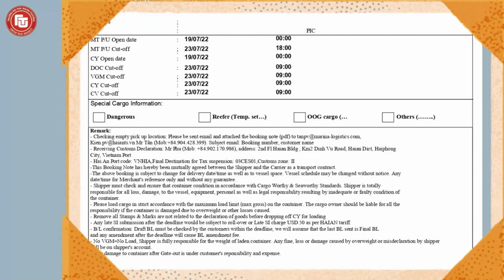The container yard cutoff time. The deadline that the exporter must send the goods to the container yard is at 9 a.m. on 23rd July 2022. Customs release voucher cutoff time. The latest time for the carrier to accept the release voucher from customs. In our case, it is at 9 a.m. on 23rd July 2022.